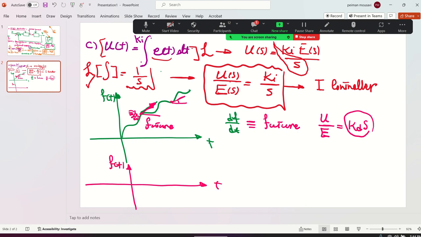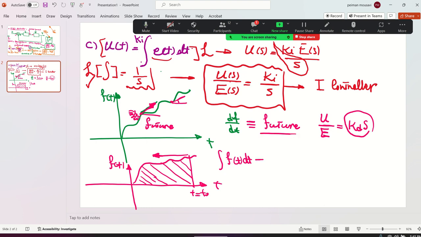Now, let me again stay at high school. F of t, you have this point. At this point, t is equal to t naught. I want to see what's the integration of this. What's the integration from high school for a curve? It is the integral of f of t dt, the area under the curve. Area under the curve means whatever is before this point. Before means what? Opposite to future. Exactly, it's past. When I say my controller is an I controller, Ki over S, it means I'm looking at the past of the error signal. What happened for the error signal before this? You got it? Everybody?